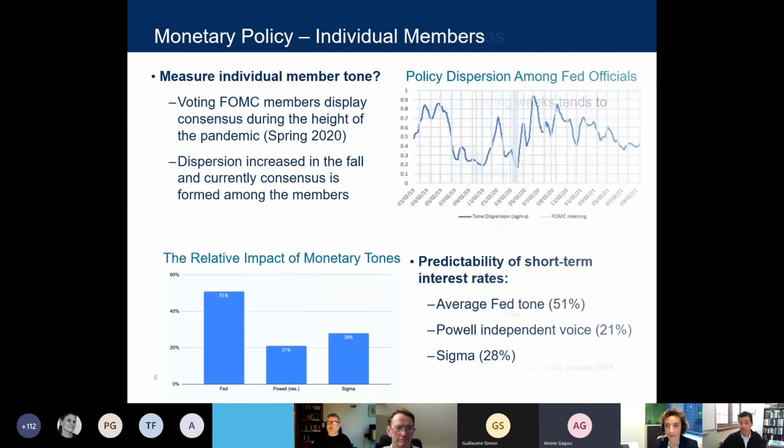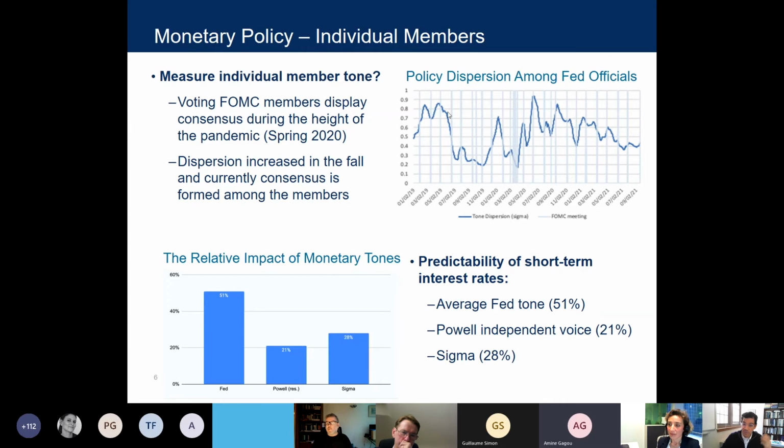Now you can go even further. Why not look at the individual members? So we've done that. You can look at Jerome Powell, what the chairman of the Fed is saying, versus all the other members, and you have 8 governors, another 8 regional, and you can look at them individually. And of course, there's rotation; not everyone votes. And what you can see on the graph here in the top right is we plotted the disagreement in the individual members' hawkish dovishness indicator over time.